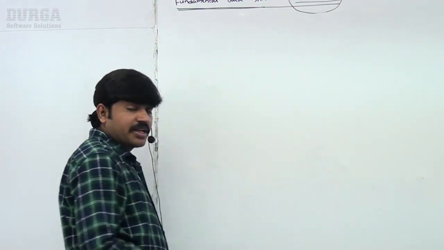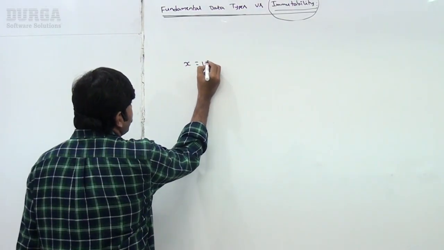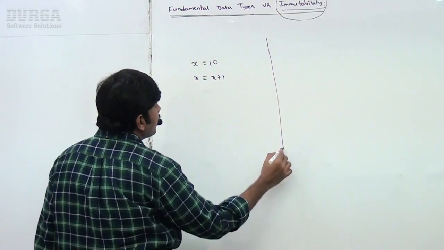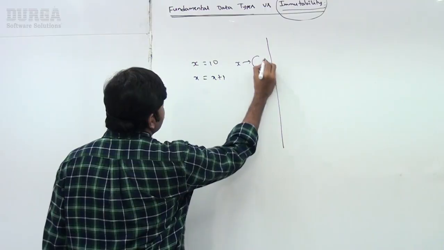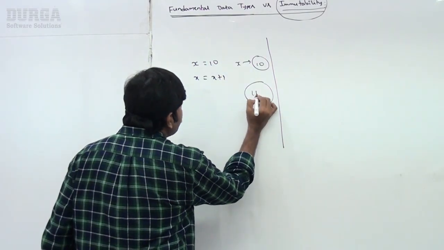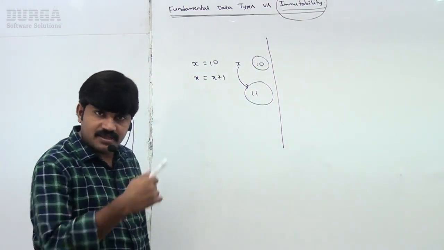Immutable. Once we create an object, we can't perform any changes. If you try to perform any change, a new object will be created. Here I am taking x is equal to 10, x is equal to x plus 1. What will happen? X is 10. X is equal to x plus 1 means a new object will be created. Now onwards x is pointing to this one. We discussed already, it is immutable.